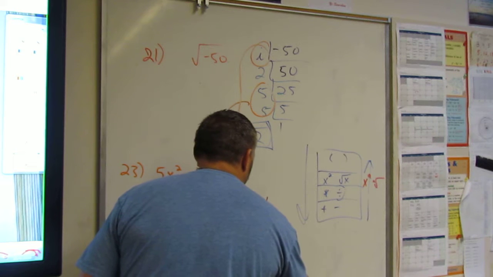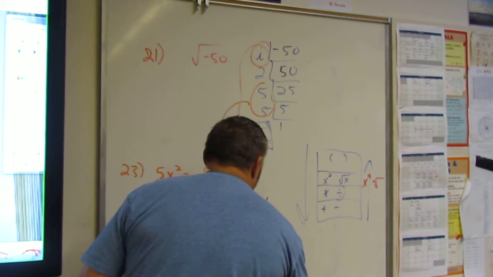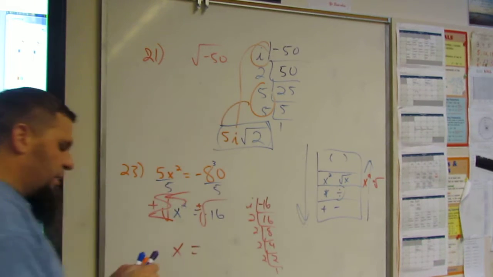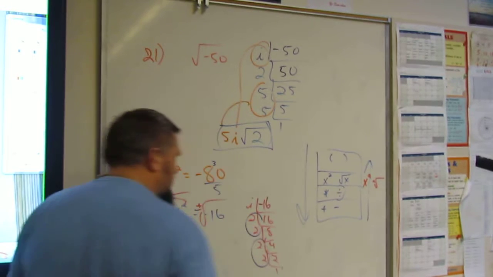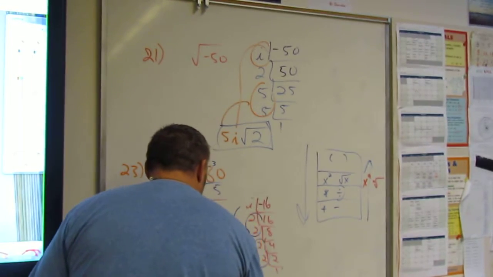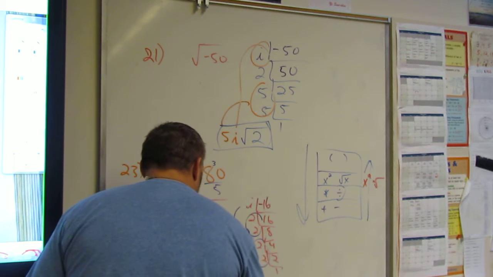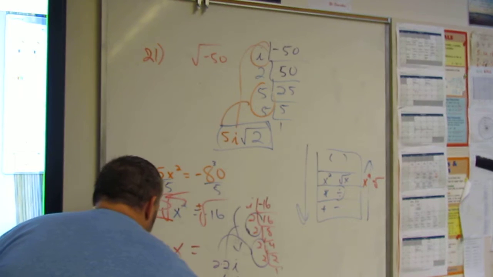I got 2. That leaves me 8. I got 2, that leaves me 4. I got 2, that leaves me 2. I got 2, that leaves me 1. Right? And so then I take the pairs. And I get i. And I get 2. And I get 2. And so I get 4i. And so x is equal to plus or minus 4i.